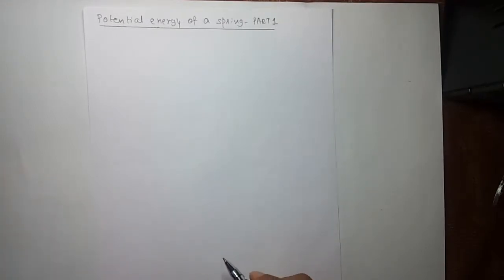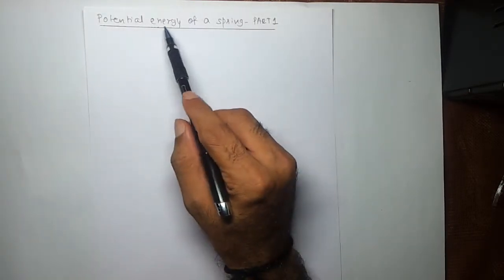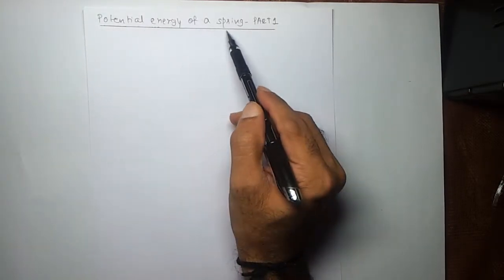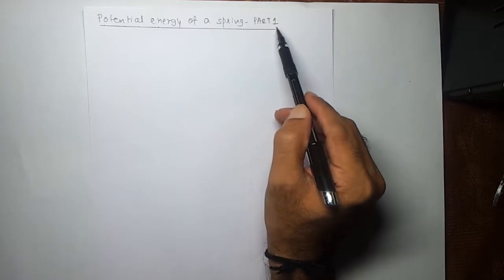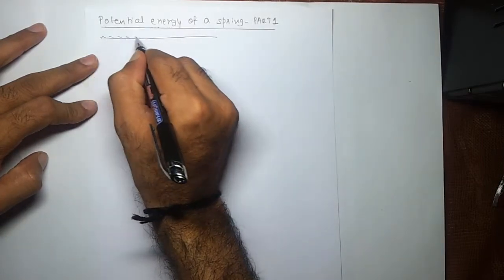Okay, I'm doing this video on potential energy for spring, right? Now, I'll be looking at potential energy for spring in two parts, and hence I have named this video part 1, right? Let's begin. Let us say we have a rigid support here, and this is the rigid support over here.